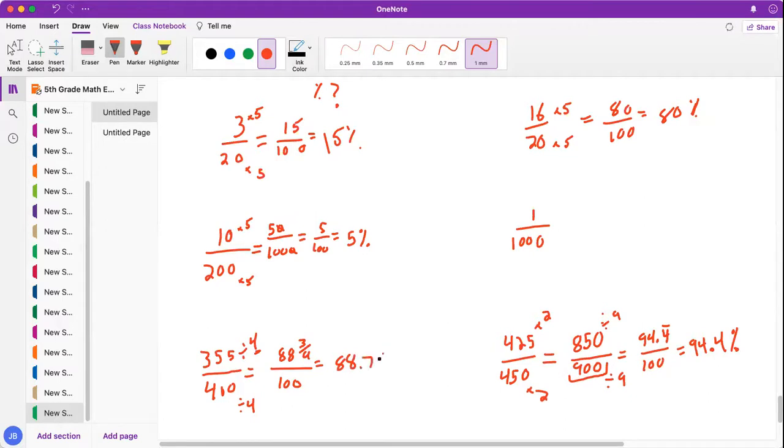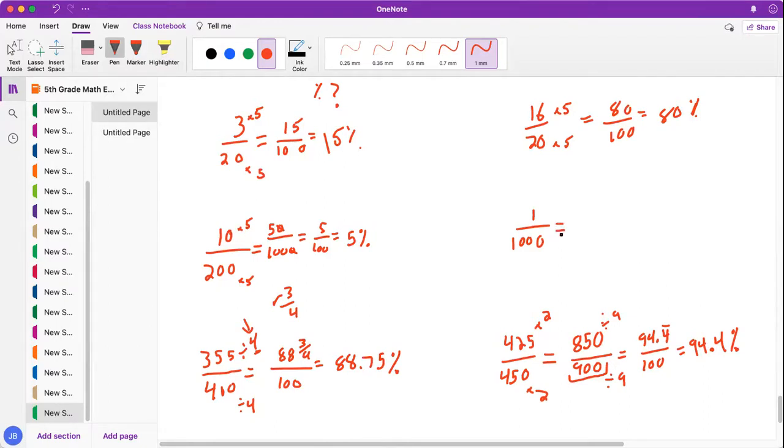Okay, and 88.75 is our answer. So if we have a remainder of 3, we can take the remainder and put it over what we're dividing by. And so it's 3/4. All right, Hanjin, did you want to try this last one?